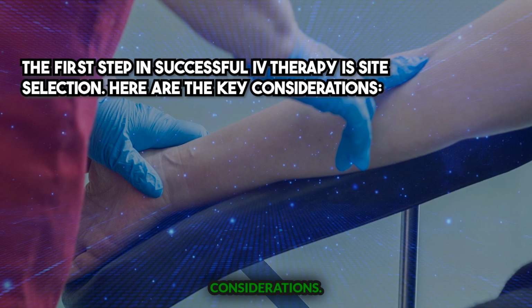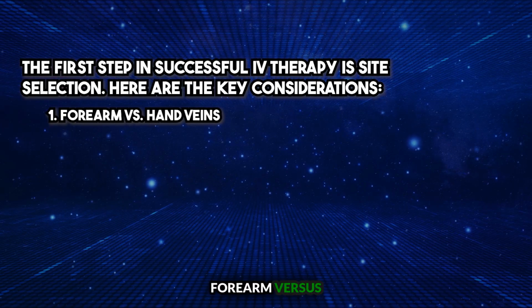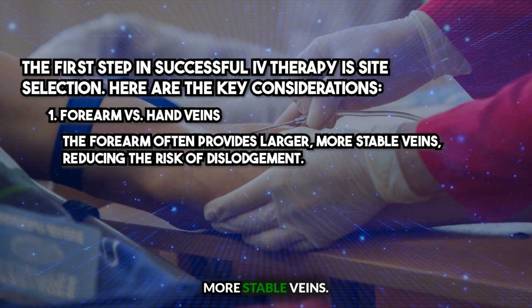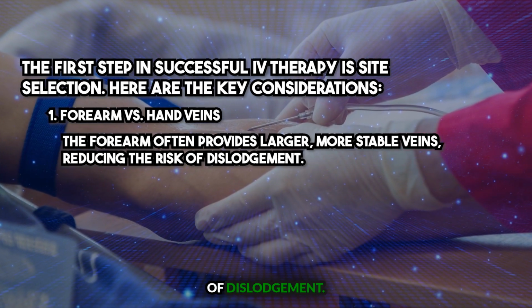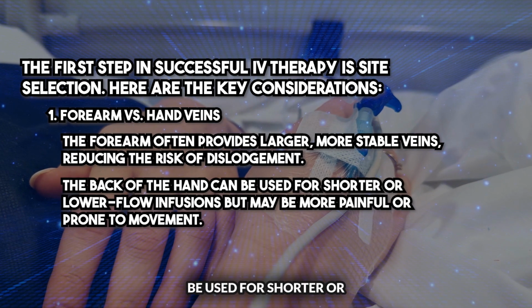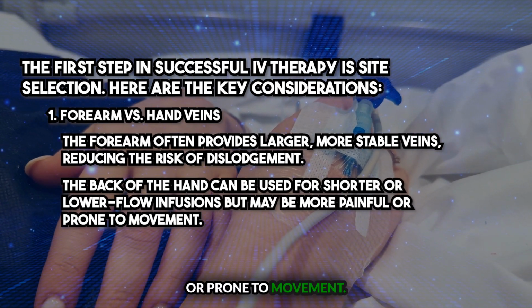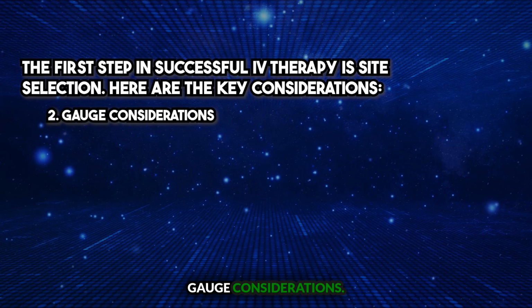Here are the key considerations. 1. Forearm versus hand veins. The forearm often provides larger, more stable veins, reducing the risk of dislodgement. The back of the hand can be used for shorter or lower flow infusions, but may be more painful or prone to movement.